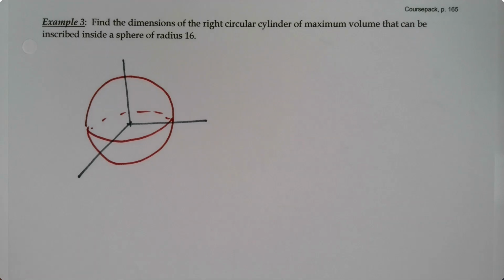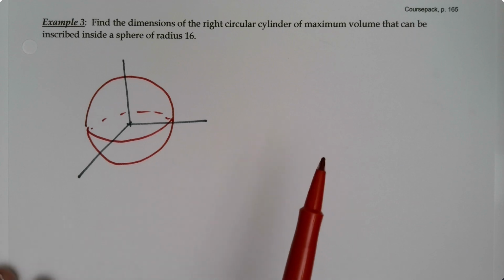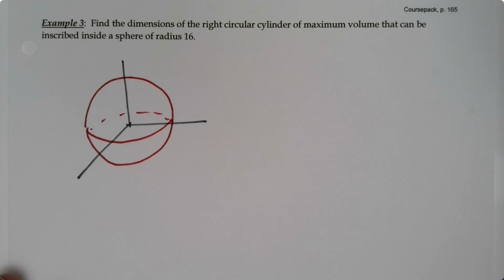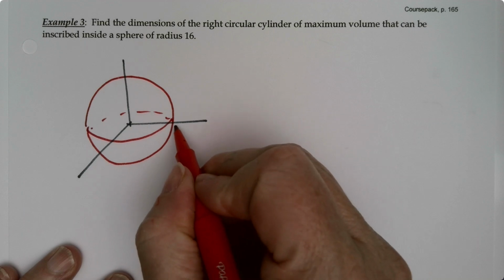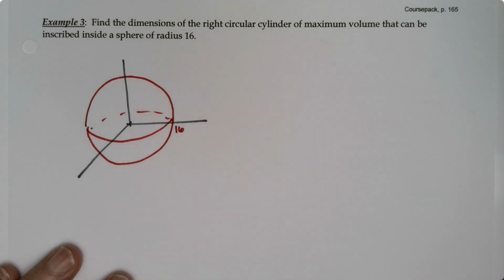Let's use the method of Lagrange multipliers to find the dimensions of the right circular cylinder of maximum volume that can be inscribed inside a sphere of radius 16. Okay, so I drew my XYZ axis and I drew a sphere of radius 16. And I want you to think of it like a spherical apple.